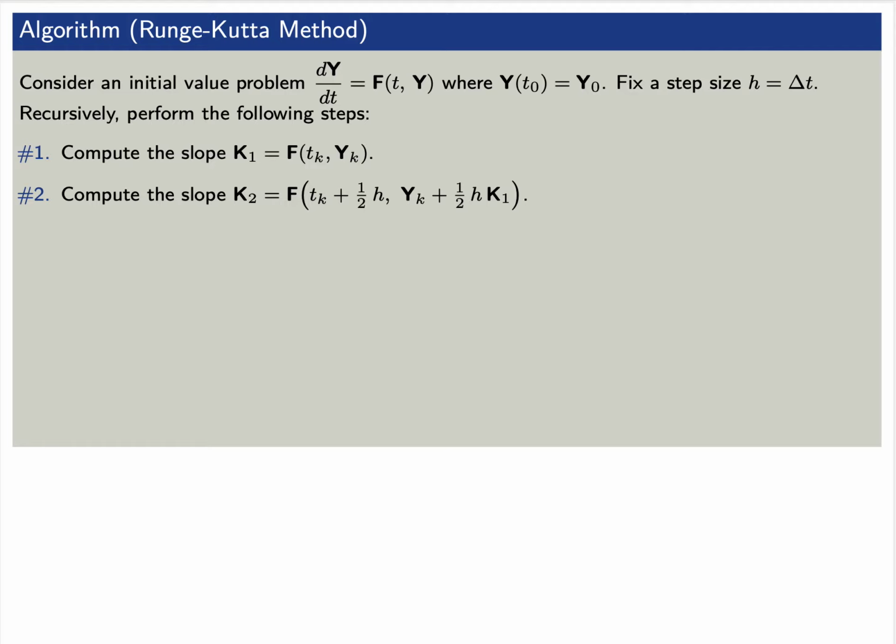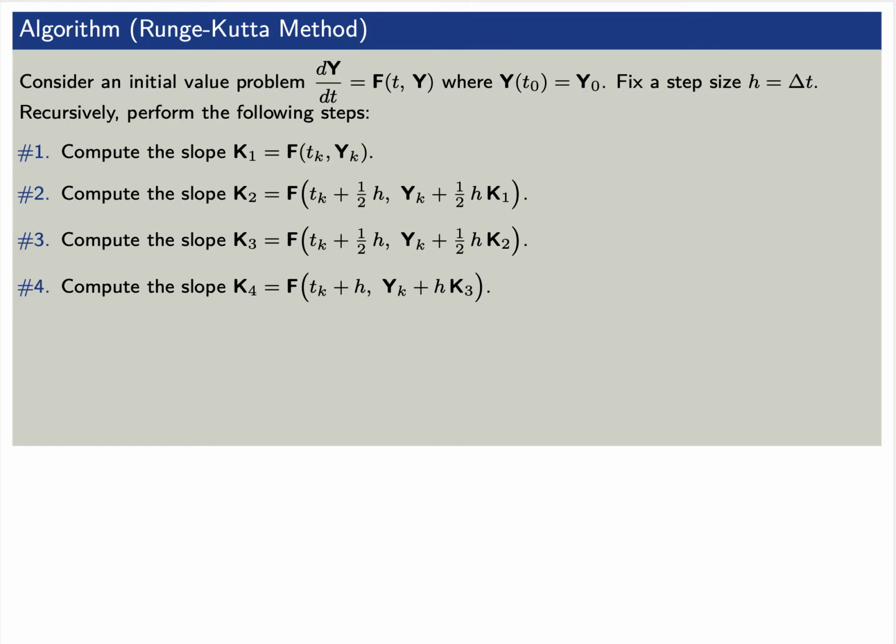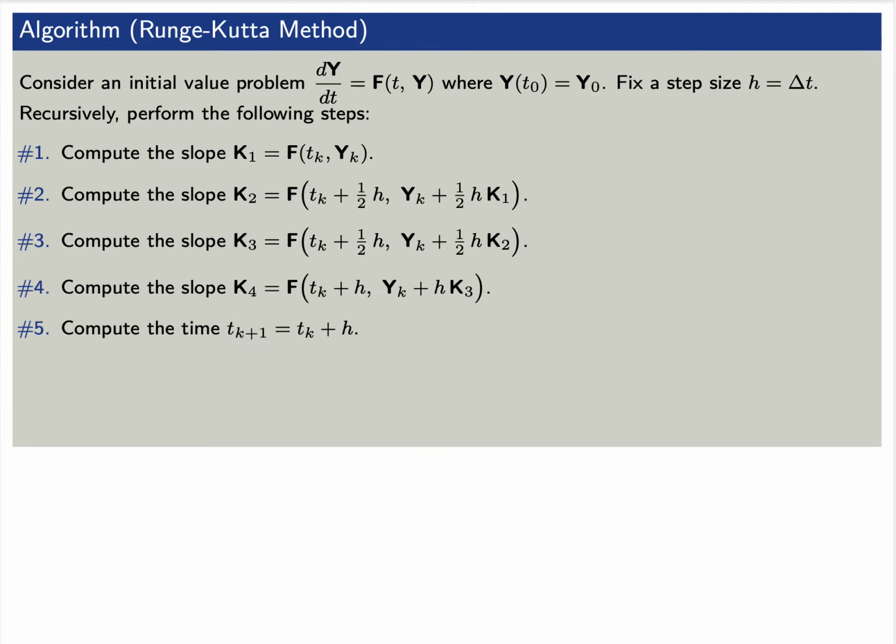Second, let's compute the slope k₂, which is f(tₖ + ½h, yₖ + ½h·k₁). Third, k₃ is f evaluated at tₖ + ½h and yₖ + ½h·k₂. Next, we'll compute the slope k₄, which is f(tₖ + h, yₖ + h·k₃).